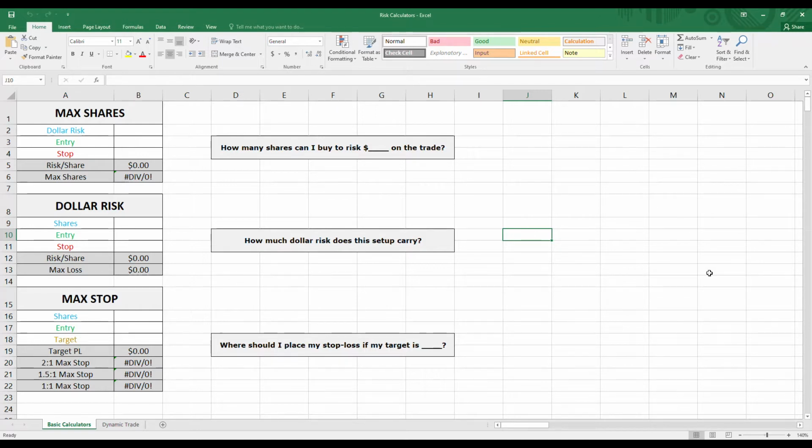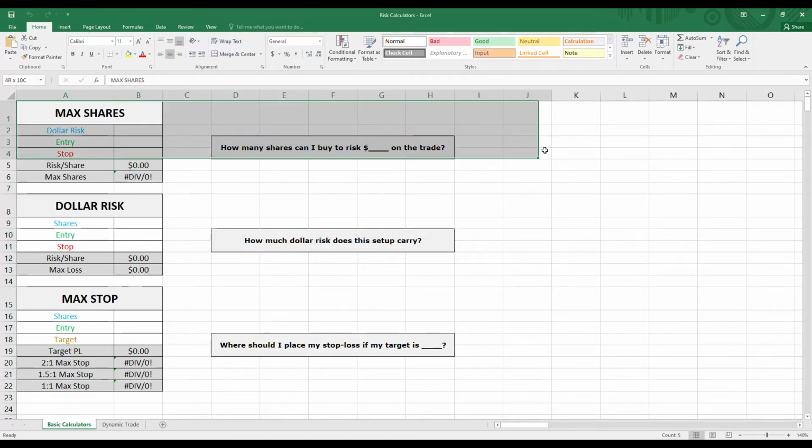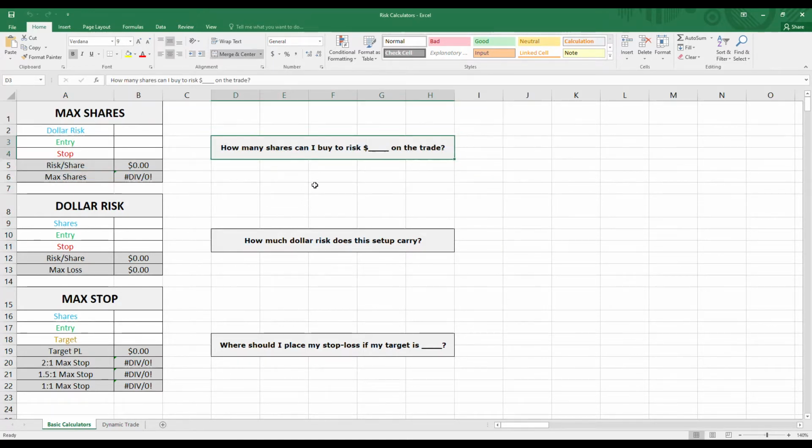Now, as you can see on the right side of each calculator, I have written out the question that each of the calculators is trying to answer. So the first one we're going to look at is max share size. And as you can see with the question beside it, this calculator is trying to answer the question, how many shares can I buy in order to risk blank on this trade?